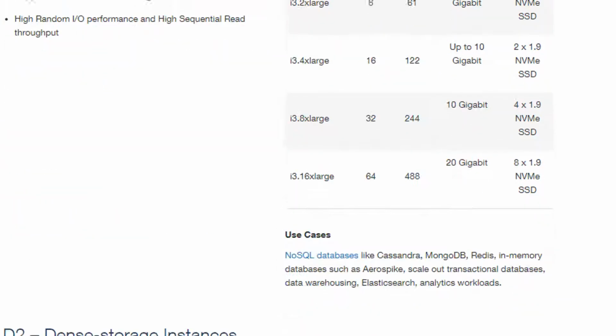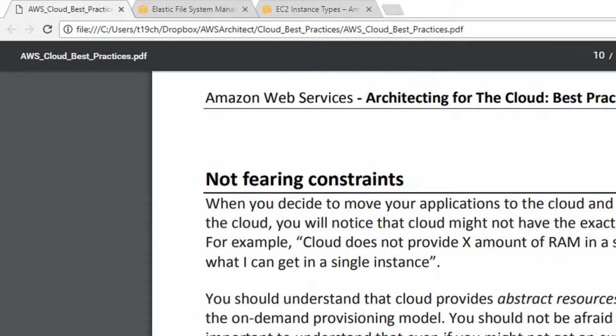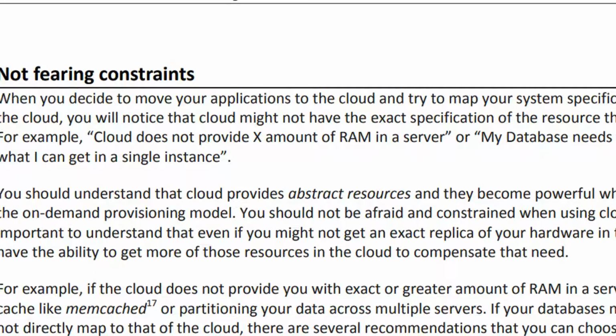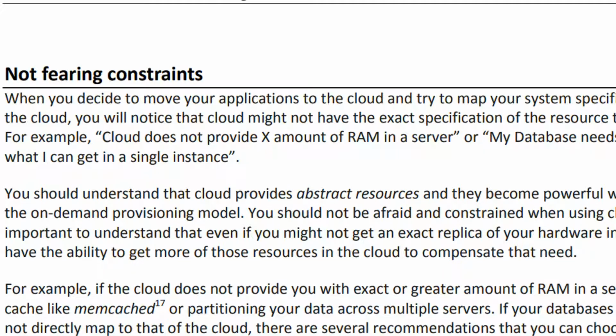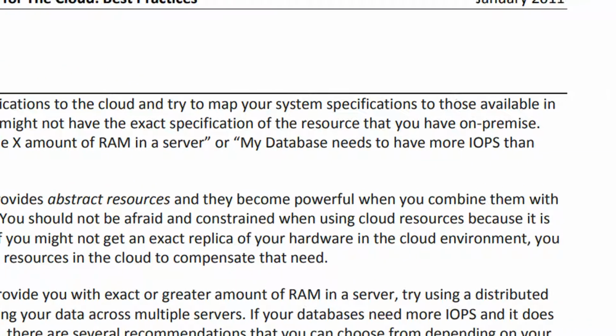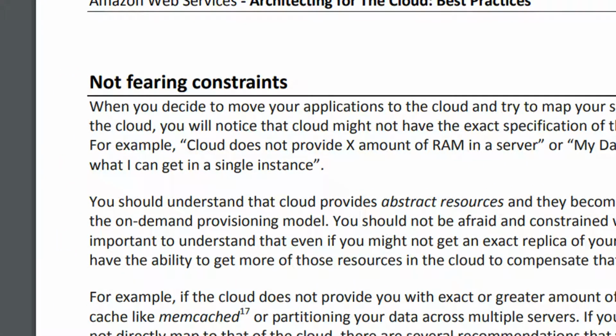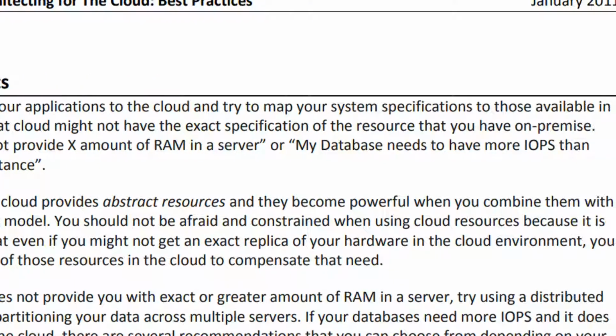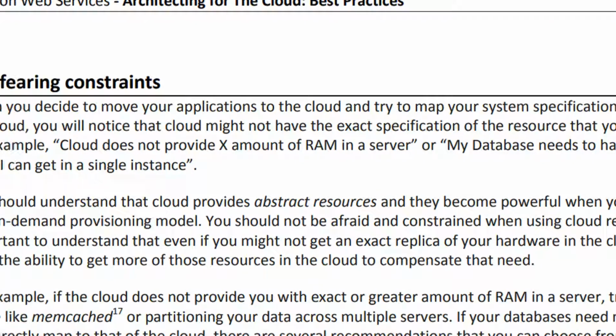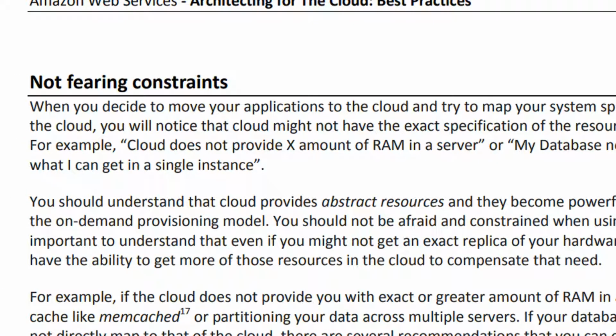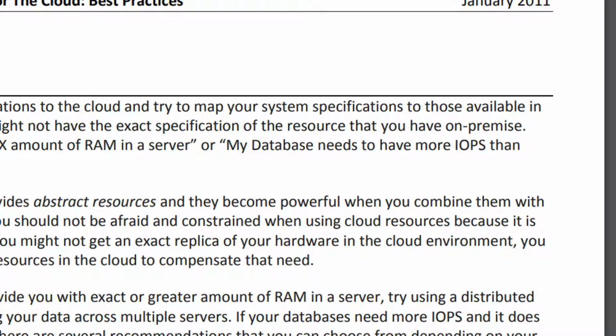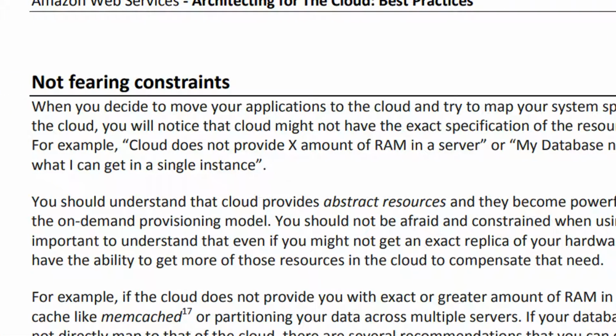Okay, let's just continue with the next thing now. Not fearing the constraints. Whenever you decide to move your application into the cloud, try to map your specification to those available in the cloud. You will see that there is no difference if you use on-premises versus the cloud. The cloud does not provide X amount of memory. My database needs this. What can I get in a single instance? You should understand that the cloud provides abstract resources.